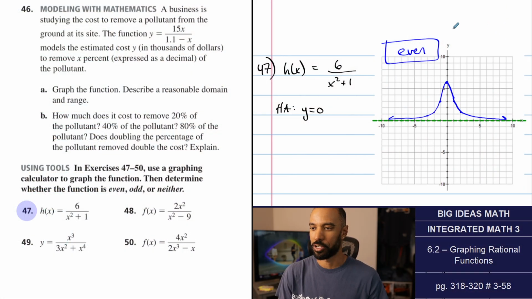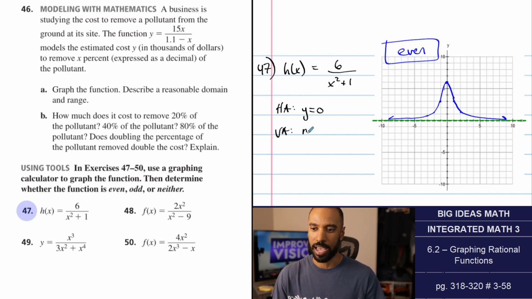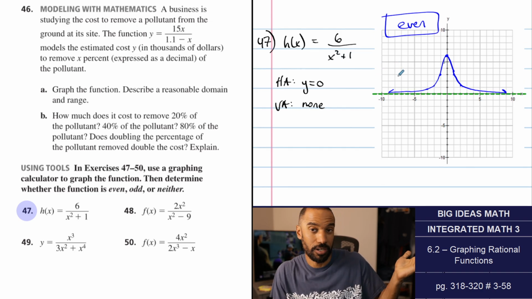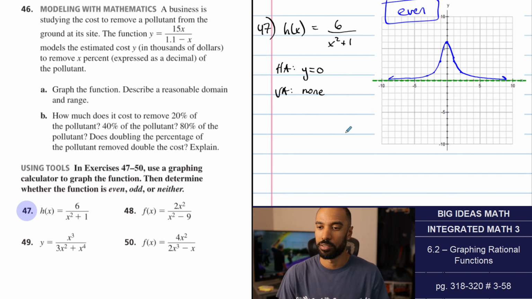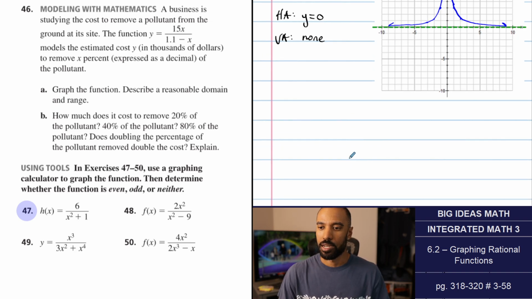We got that. It's an even function. There's no vertical asymptote because there's no way that I can get 0 for x squared, excuse me. There's no way I can get 0 in my denominator. x squared plus 1 equals 0. No real numbers can work there. Okay, number 48.